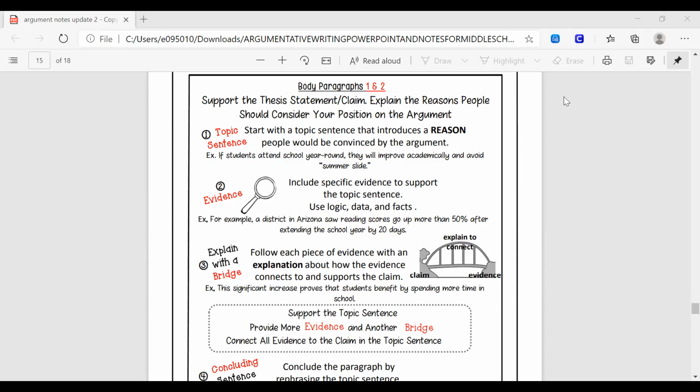And then this is the part that students find a little bit difficult and get a little bit confused on. So for box number 3, the word you're going to fill in is bridge. You're going to explain with a bridge. This means that you're going to follow each piece of evidence with an explanation about how the evidence connects and supports the claim. In the example they give us: this significant increase proves that students benefit by spending more time in school.